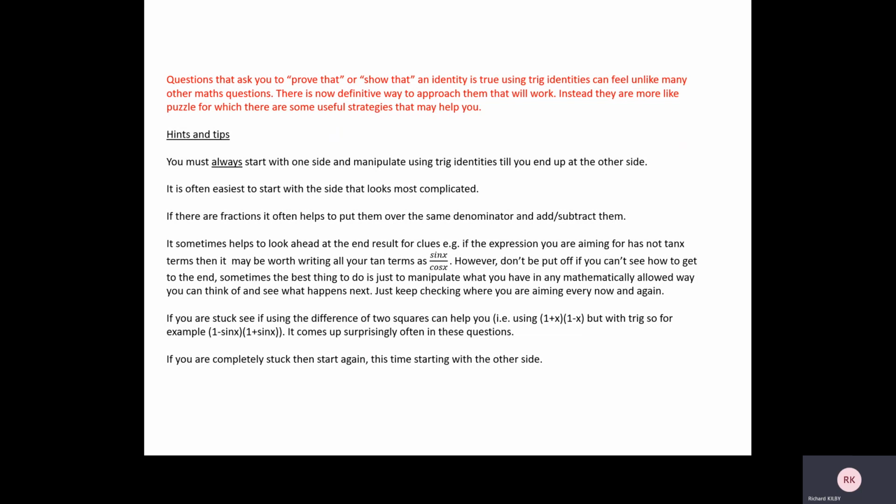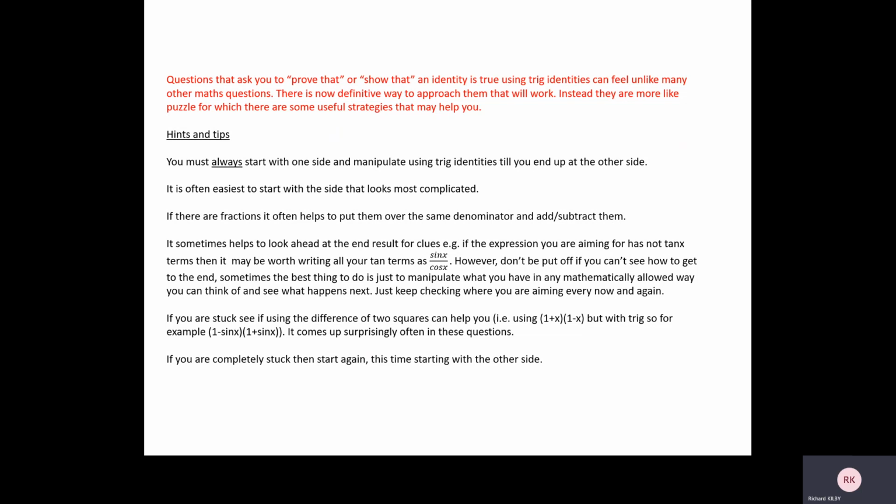And that's what I'm saying here, it sometimes helps to look ahead at the end result. So sometimes you might look at the end and go, oh, it's not got any tan x's in it. There's tan x to start with. Maybe I should get it in sines and cosines because it will cancel out, for example. Or it might be that you're starting with two terms and you're ending up with one, and the two terms are fractions, so okay, that's suggesting that I should add them to get into one term.